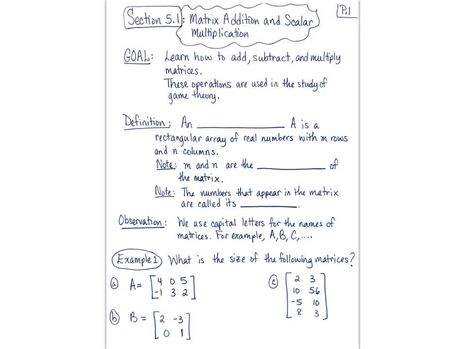Section 5.1, what we're going to learn about is matrix addition and scalar multiplication. Whenever you're talking about functions in general, you want to learn how to add them, subtract them, multiply them, divide them if possible, which it is possible with regular functions. We cannot divide matrices, but we can multiply by scalar multiples. So in this section, we're going to learn how to add, subtract, and multiply matrices by scalar multiples. These operations are used in the study of game theory.